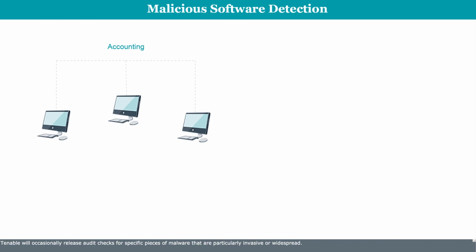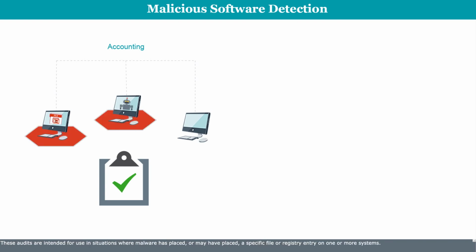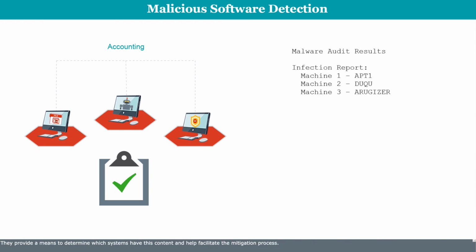Tenable will occasionally release audit checks for specific pieces of malware that are particularly invasive or widespread. These audits are intended for use in situations where malware has placed, or may have placed, a specific file or registry entry on one or more systems. They provide a means to determine which systems have this content and help facilitate the mitigation process.